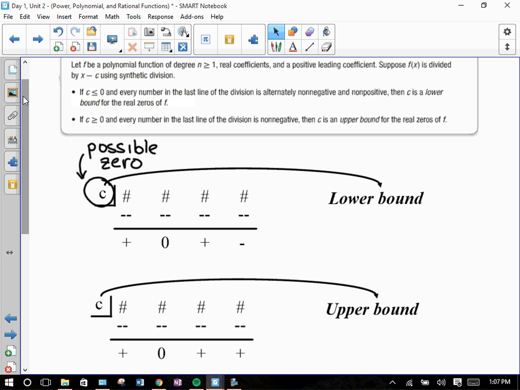So, does the zero have to be right here? No, it could be anywhere. I'm just showing that zero is non-negative. It's also, up here, non-positive.